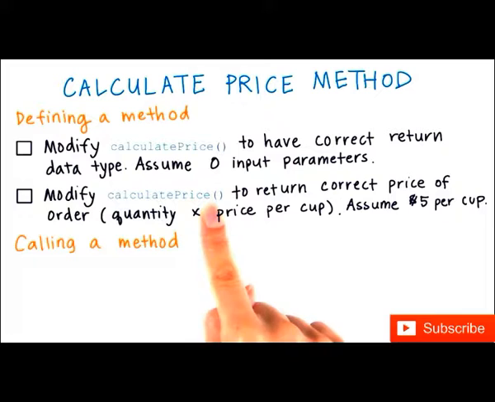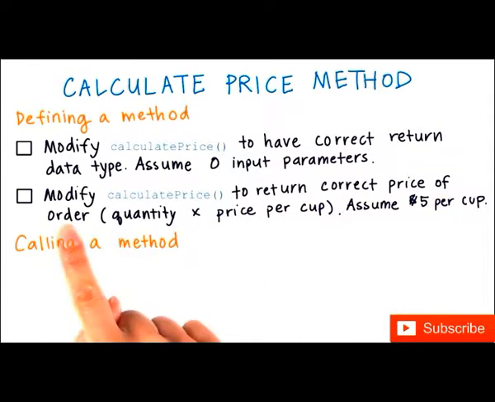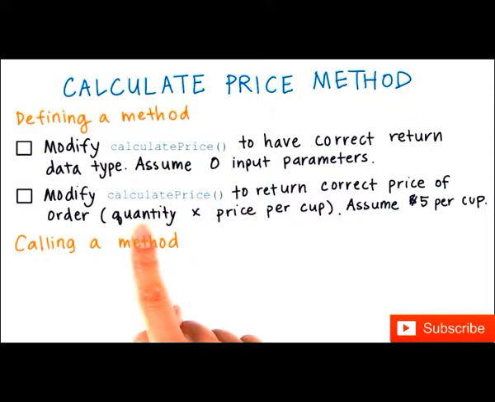The next step is to modify the inside of that method. Make sure that it's returning the correct price of the total order, which is the quantity of cups ordered times the price per cup. You can assume that each cup of coffee costs $5, and you can just hard code that directly into this method. Once that's all done, then you can move on to how the method is getting called.